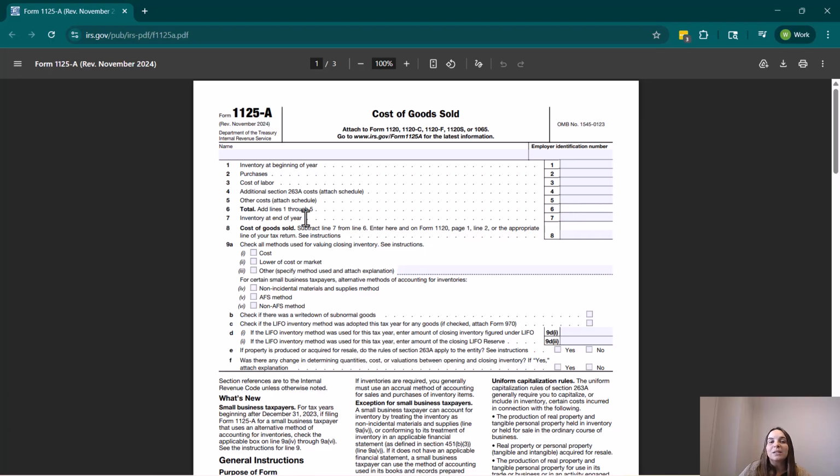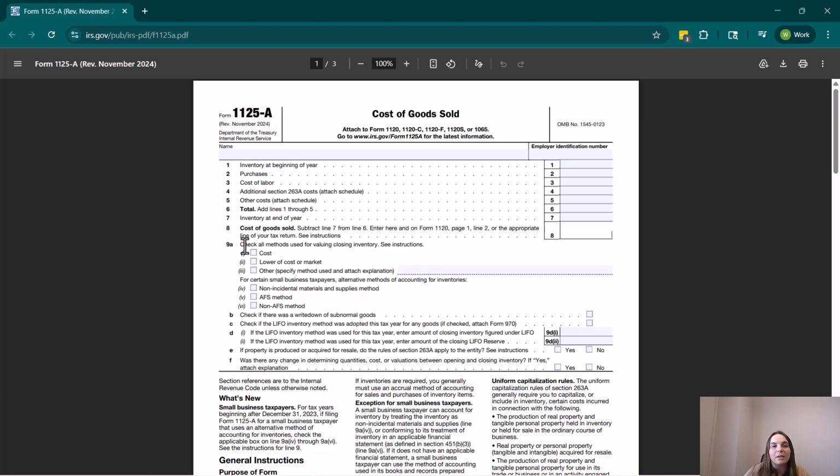And then you're going to look at your inventory at the end of the year, put that on line 7. You'll be able to get this from your balance sheet. And then you are going to subtract line 7 from line 6. That's going to get you your cost of goods sold. Okay? So it's a pretty simple formula. It's really important that the inventory amounts on your balance sheet are accurate. So make sure you do an inventory count at the end of the year. It's really important to make sure that these amounts are accurate.